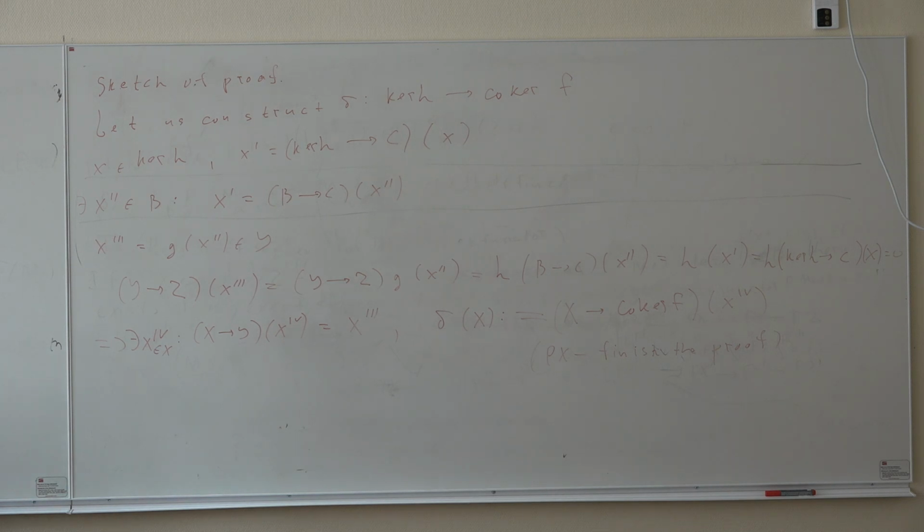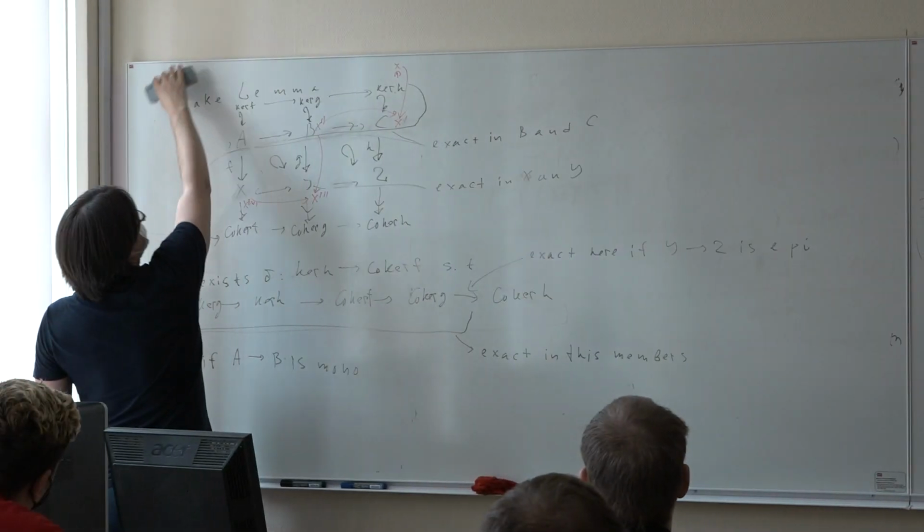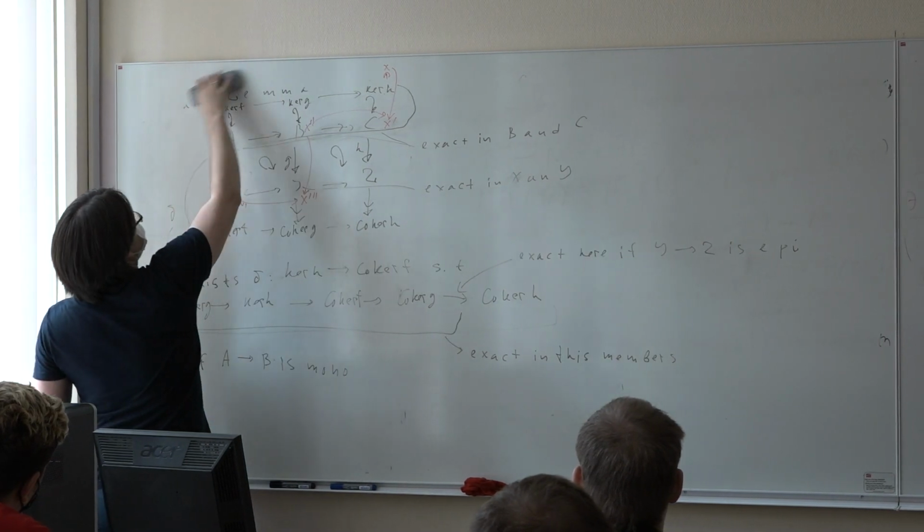Another thing that we need about the snake lemma is that this map delta is functorial. If you have two diagrams, I will delete this, okay?